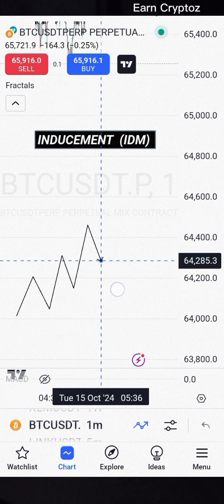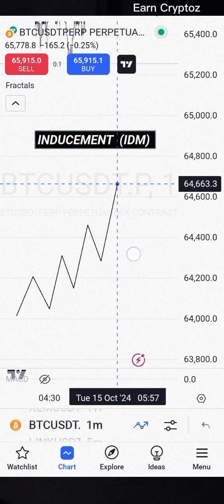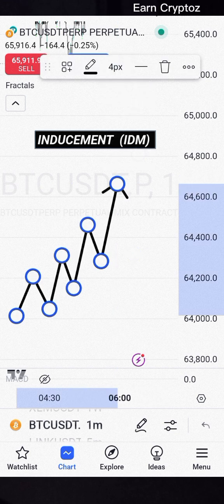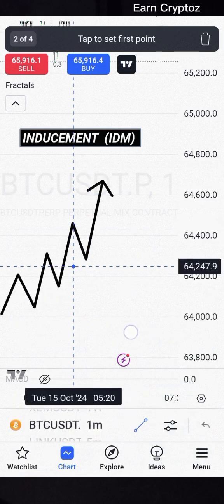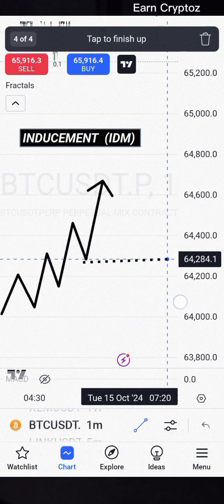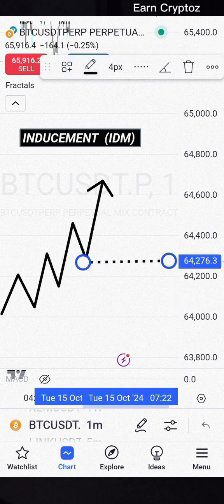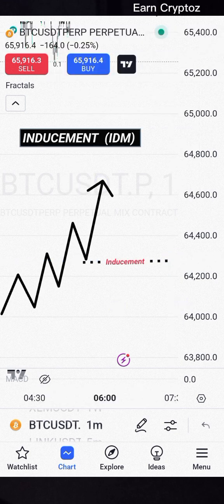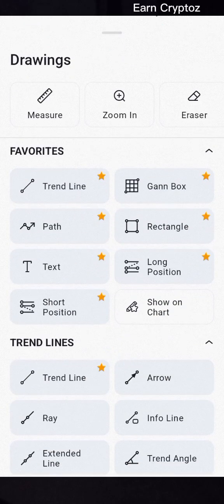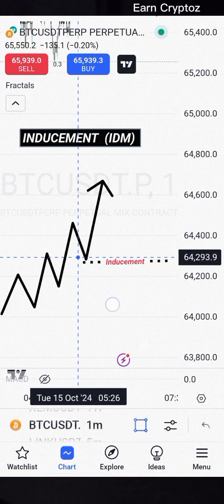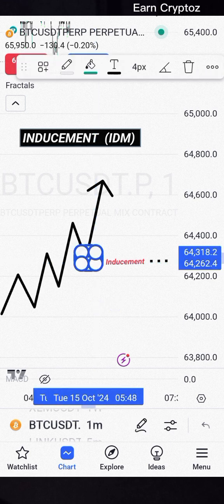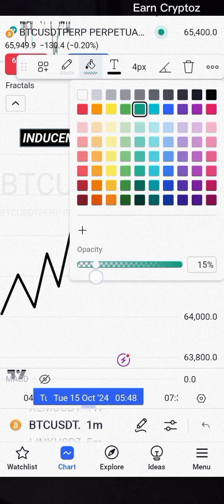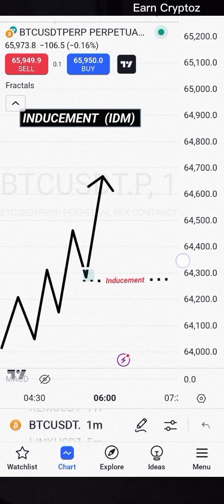So if we have an impulsive move like this, these impulsive moves happen when you mark your valid pullbacks. That is what we explained in the previous video. So let's say this is an impulsive move. The last valid pullback is what we call inducement right there. So you can see the last valid pullback on the impulsive move. That is your inducement. Okay, that's the spot right there. Yes, so that is inducement.